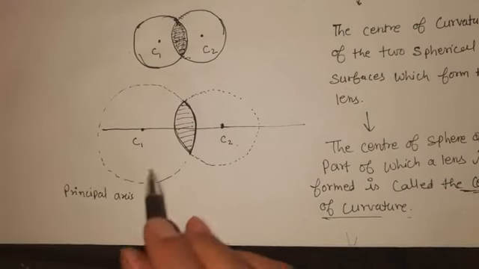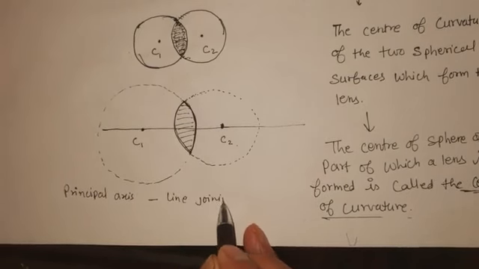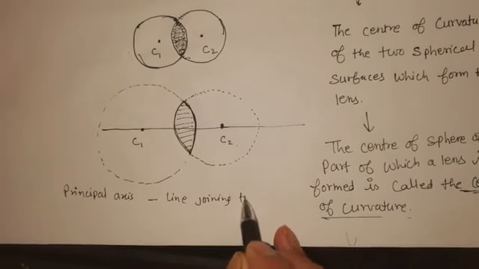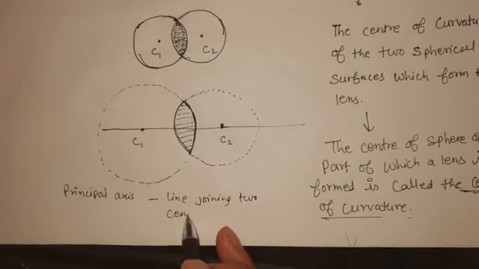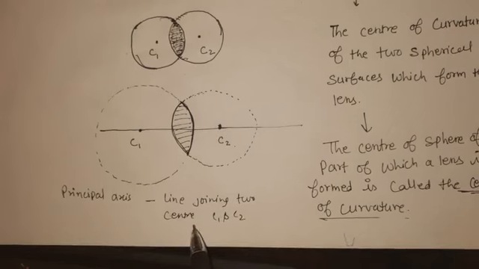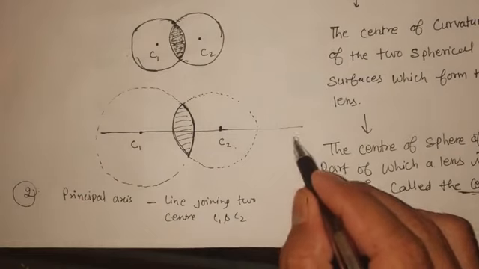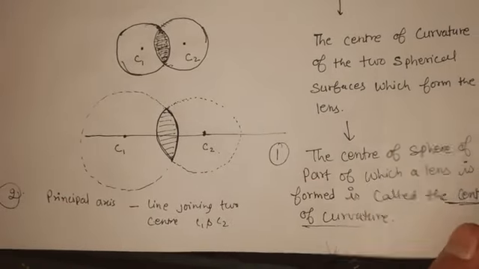What is this principal axis? It is the line joining the two centers C1 and C2. So this is said to be the principal axis. This is the second term, and before this we learned about the center of curvature.